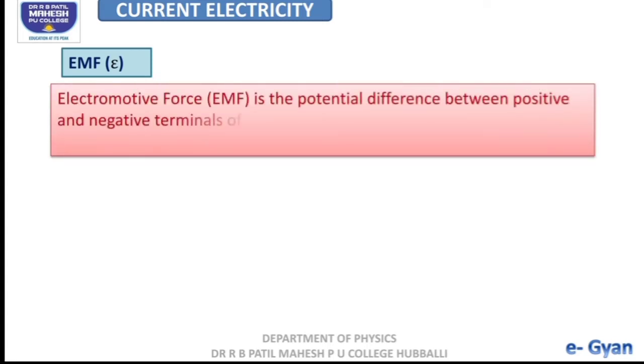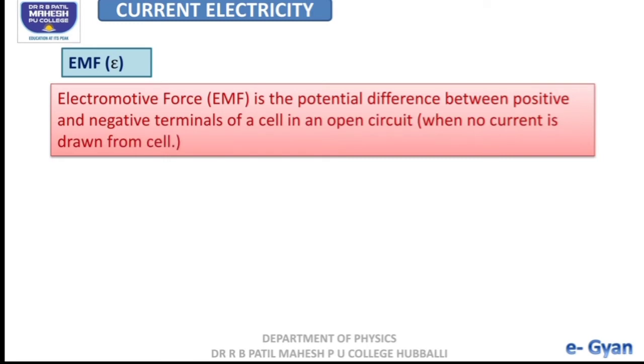Now let me define EMF. It is the potential difference between the positive terminal and negative terminal of a cell in an open circuit, that is, when no current is drawn from the cell. What is an open circuit? An electrical circuit in which there is no flow of current is called an open circuit. When it is an open circuit, the potential difference across the terminals of the cell is called electromotive force, or simply EMF.